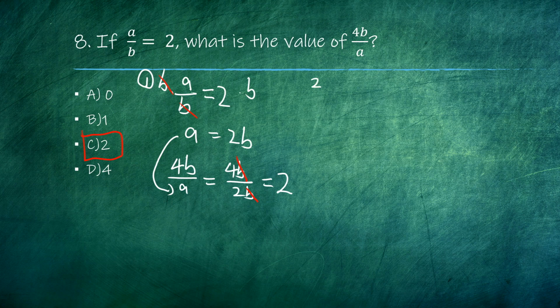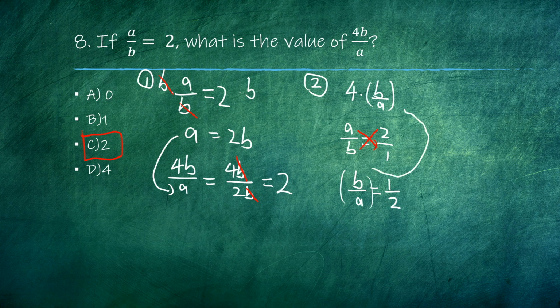A second way of doing this is we know that we want to find out what 4 times B over A is. And we know that A over B is equal to 2 over 1. So in other words, B over A, if we cross multiply, is equal to 1 over 2. And we can just move this in here. So we have 4 times 1 over 2, which is equal to 2.